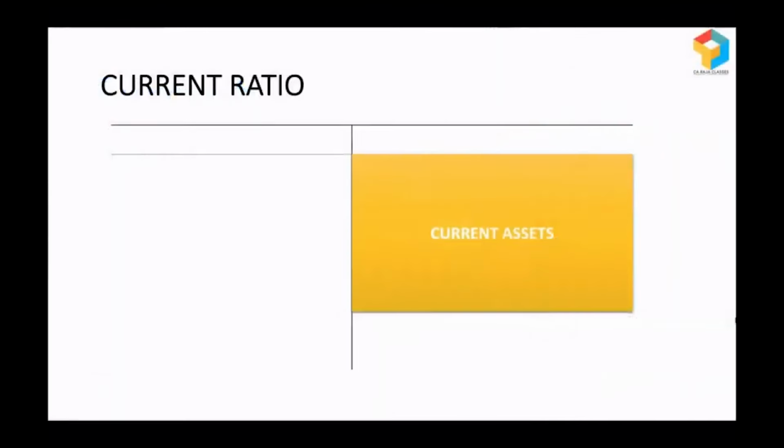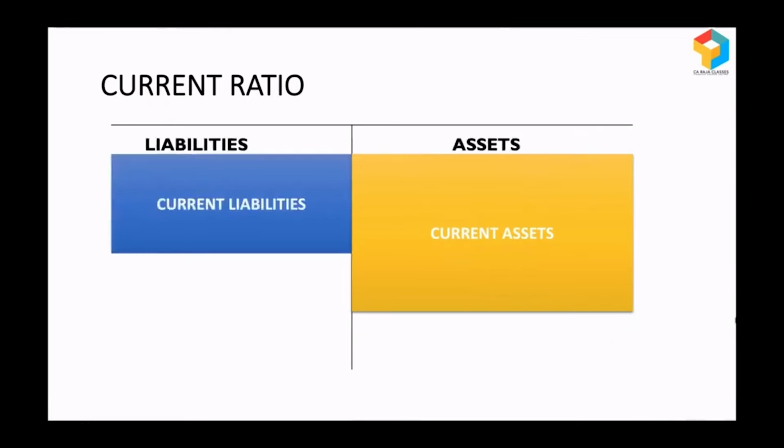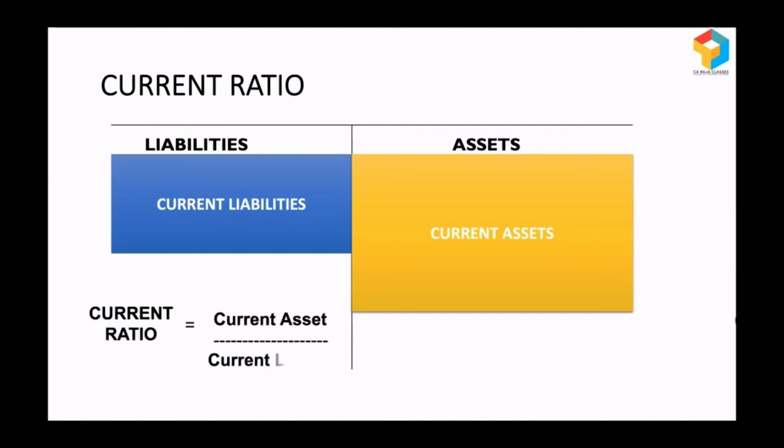I'll take you through 3 scenarios, but before that, let's look at the formula part. So how do we calculate current ratio? Current ratio is calculated as current asset divided by current liability. Current asset in the numerator, current liability in the denominator. What are current assets? These are all the assets which can be converted into cash within a period of 1 year. What are current liabilities? These are all the liabilities which have to be settled within a period of 1 year.